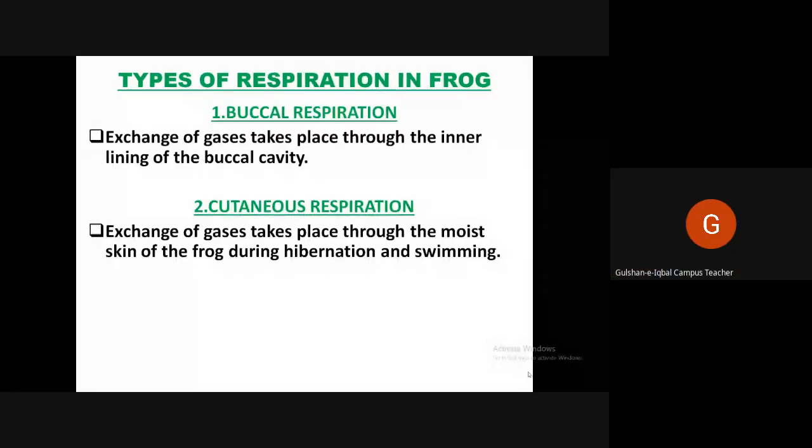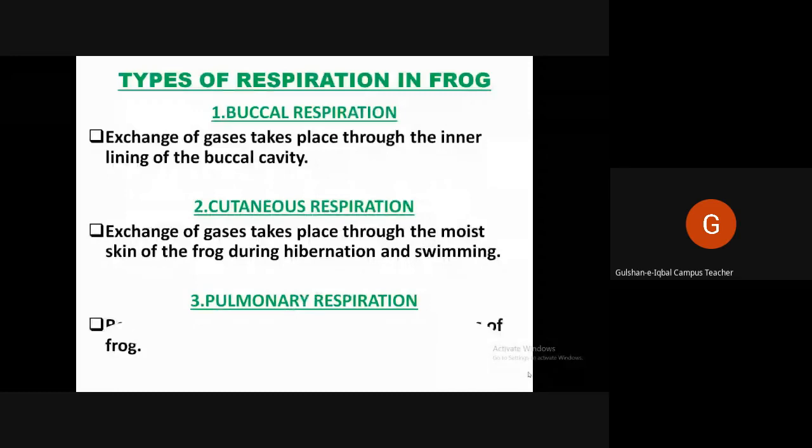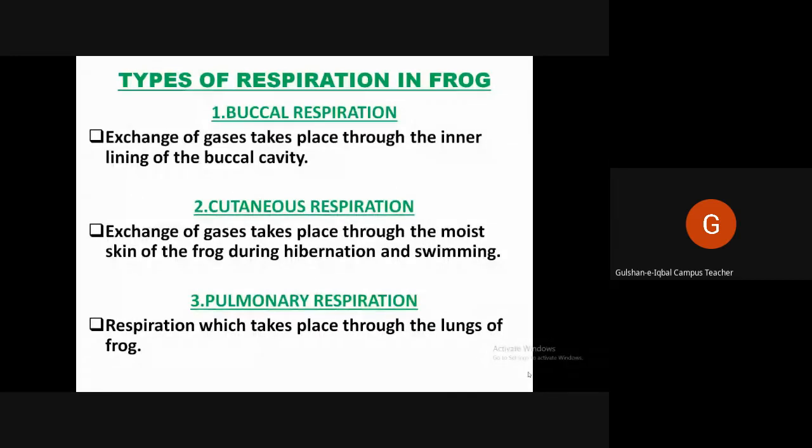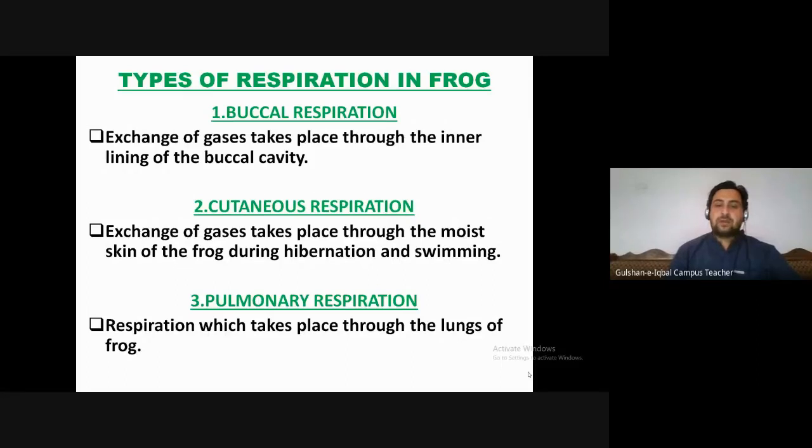The third one is pulmonary respiration. It is the most important respiration process. The majority of respiration takes place through the lungs of the frog. So the respiration that takes place through the lungs is called pulmonary respiration. The term pulmonary stands for lungs, okay? Wherever you see the term pulmonary, it means lungs. Wherever you see the term cutaneous, it means skin. Wherever you see the term buccal, it means mouth. So these are the three types of respiration.